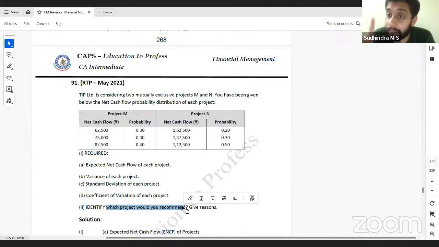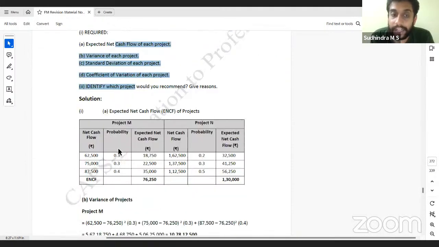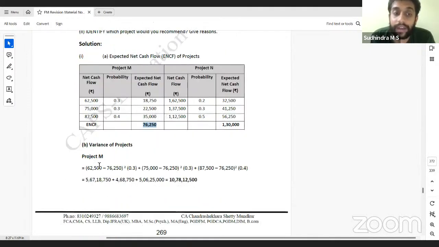Straightforward. It's very simple, but we should know how to solve. If you know how to solve, full marks we can get. Right? Expected, and it's very simple. See, cash flow into probability, expected cash flow. Then variance: 62,500 minus 76,250 whole square into 0.3. 75,000 minus 76,250 whole square into 0.3. 87,500 minus 76,250 whole square into 0.4.